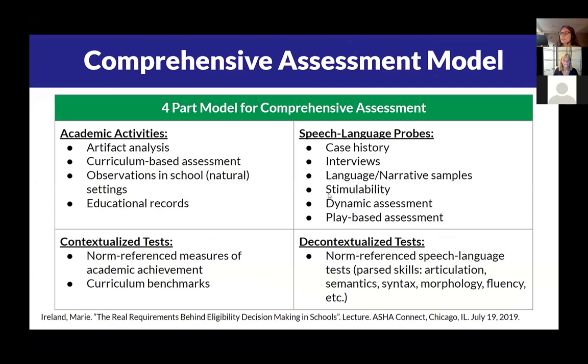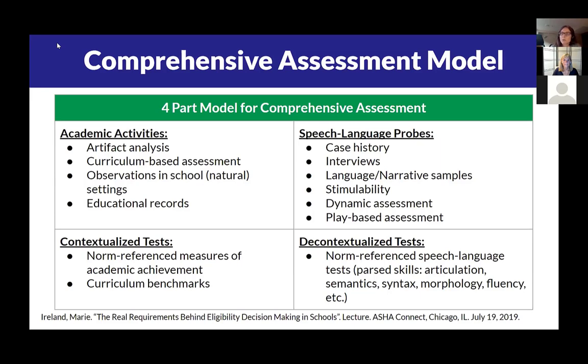So today I just wanted to frame the assessment of fluency presentation that Laura is going to be presenting on and ground us in the comprehensive assessment model that I've been talking about with folks in the past few years now. It comes from Marie Ireland out of the Department of Ed in Virginia. And the idea is that in order to do a comprehensive assessment, we take and get information from all four quadrants, not just one or two.